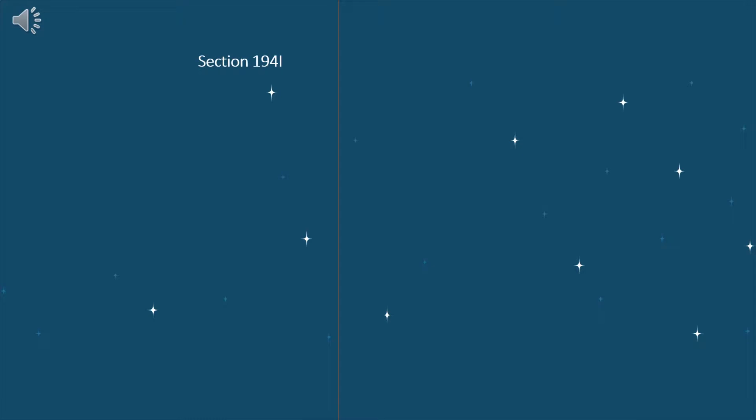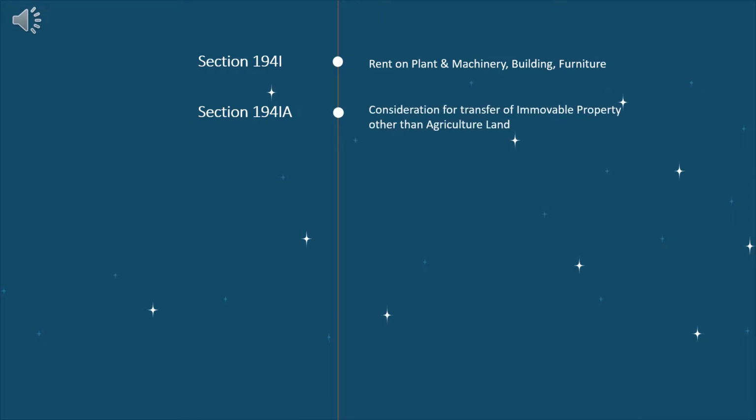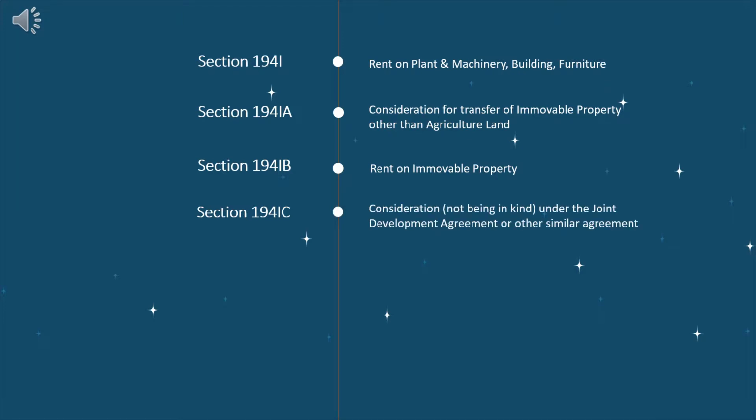Section 194I, rent on plant and machinery, building, furniture. Section 194IA, consideration for transfer of immovable property other than agricultural land. Section 194IB, rent on immovable property. Section 194IC, consideration, not being in kind, under the Joint Development Agreement or other similar agreement.